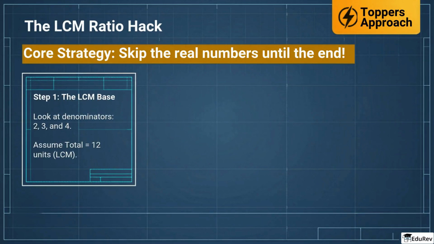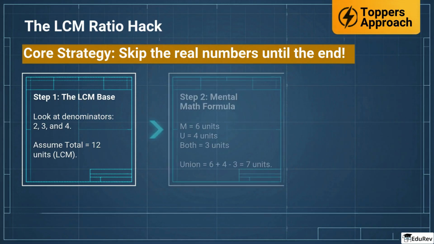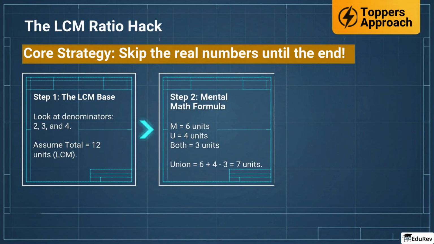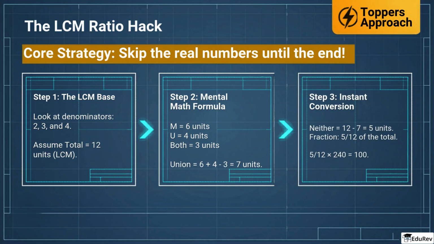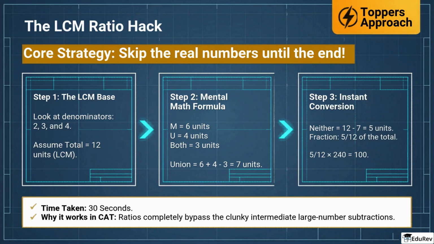Here is a faster approach. Instead of carrying the real total through every step, you can work with the least common multiple of the denominators as a base. The denominators are 2, 3, and 4, so a base of 12 units makes the ratios easy to manage mentally. Once the set sizes and overlaps are expressed in units, you convert at the very end back to the real total. This is useful because it avoids heavy arithmetic in the middle of the question. In CAT, the real advantage is not cleverness for its own sake. It is reducing the number of places where calculation errors can happen.